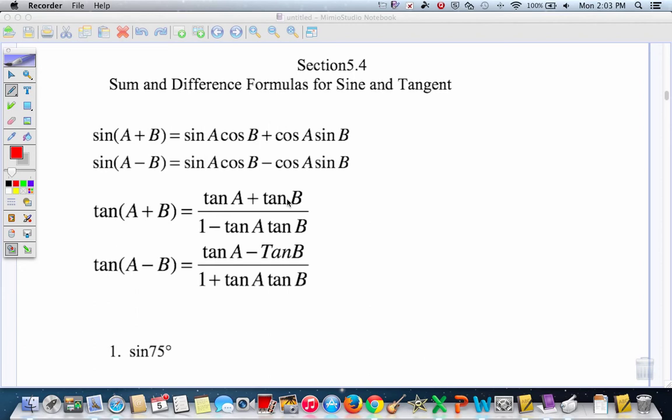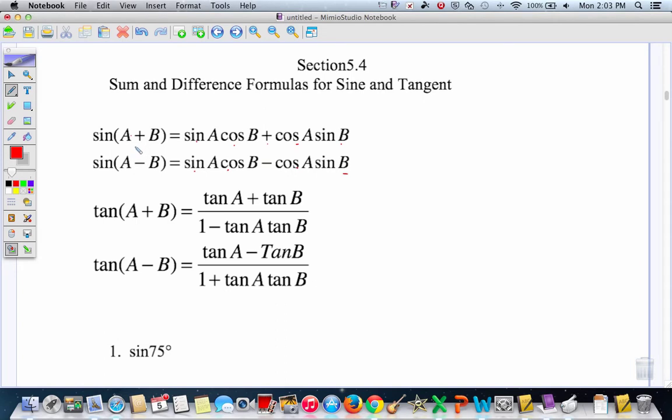Sum and difference formulas for sine and tangent. Pretty straightforward formulas down here. Sine of A plus B, two different angles, A and B, is sine A cosine B plus cosine A sine B. Sine of A minus B, expanded out, is sine A cosine B minus cosine A sine B.